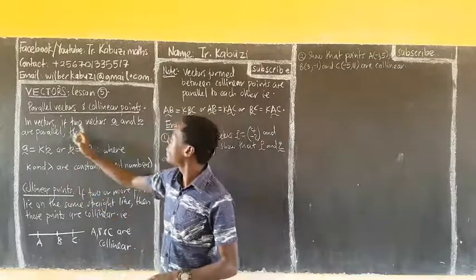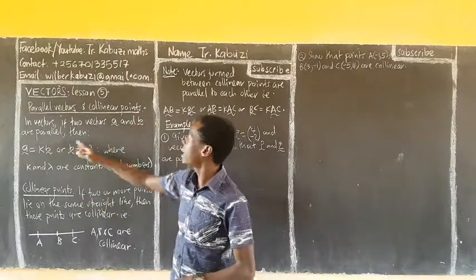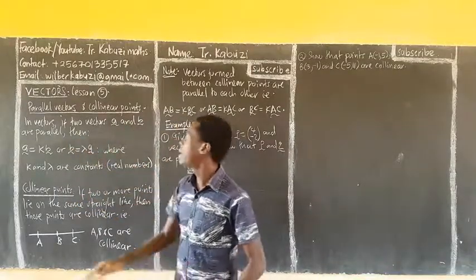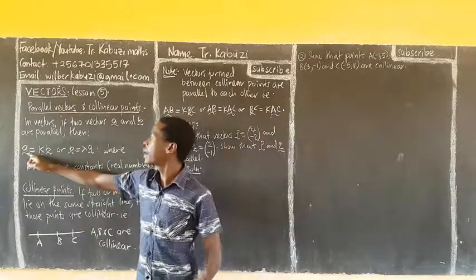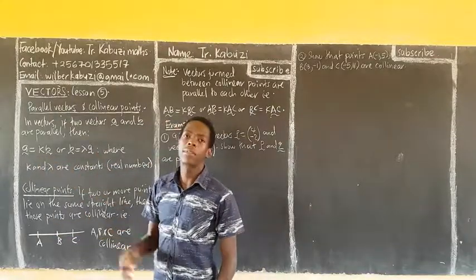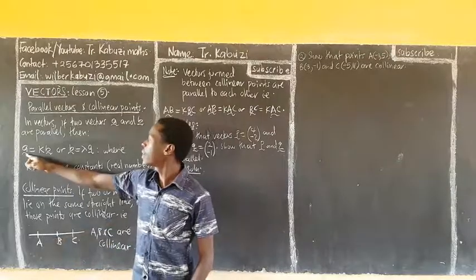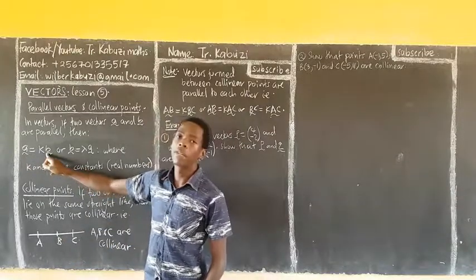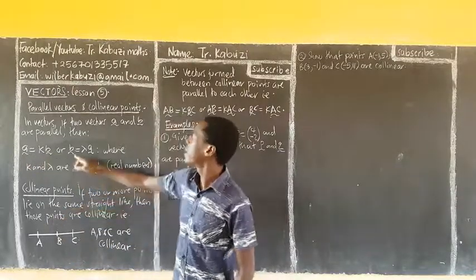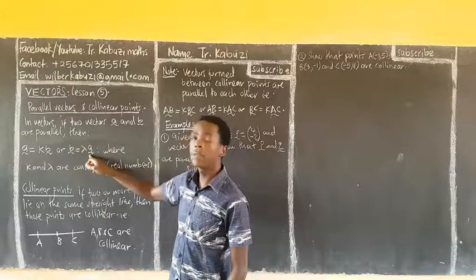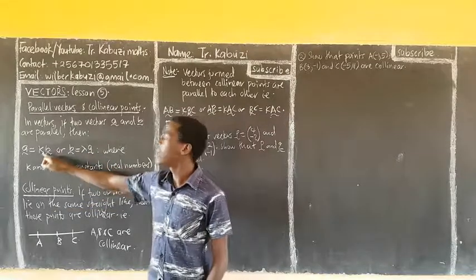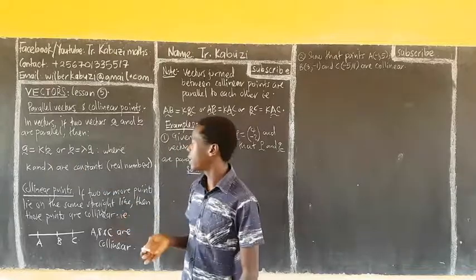In vectors, if two vectors A and B are parallel, then this means that you can express vector A and B as scalar multiples of the other. So this shows that vector A is a scalar multiple of vector B. The same thing, or you can express B in terms of A. This lambda and this K are real numbers, they are just figures.